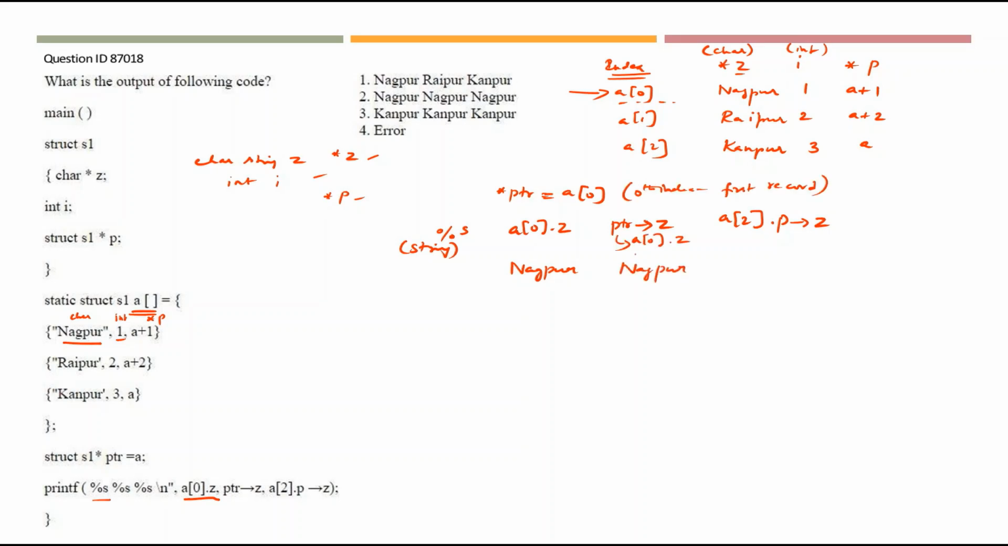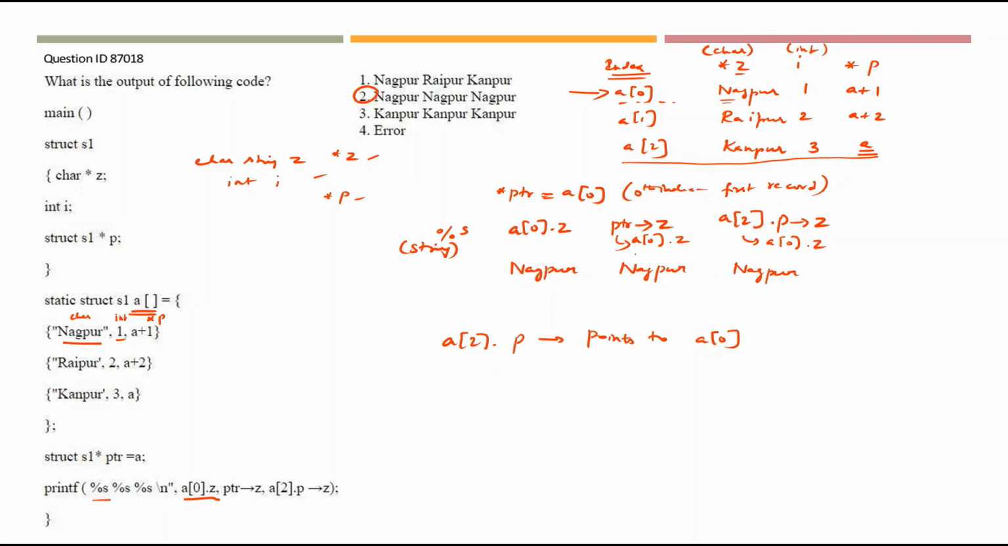And next A of 2. A of 2 is this record. And in that P field, that is the pointer field, what does this pointer field say? It says A of 2 dot P points to A of 0. So it says A means A of 0, the first record or the 0th index record. In this case also we have A of 0 dot Z. So the field Z is again Nagpur here. So we are printing Nagpur again. So 3 Nagpur together. Option number 2 will be the right answer.